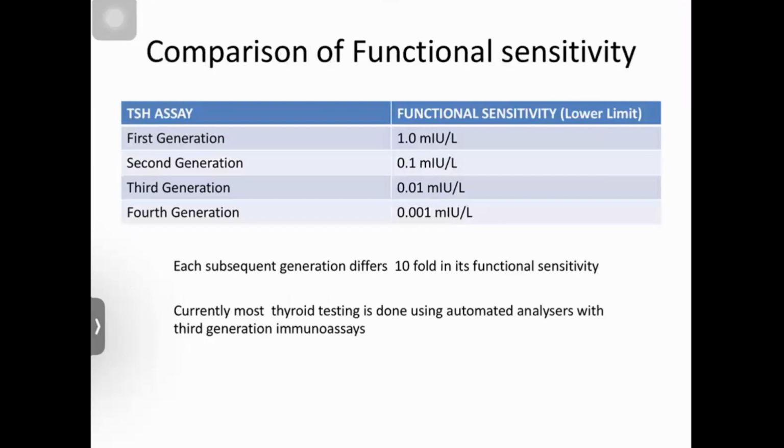So if you were to compare the functional sensitivity of first generation, second generation, and third, fourth generation, there's also fourth generation. So each generation actually differs tenfold in its functional sensitivity. So the lower limit of the first generation was only up to 1, the next second was up to 0.1, and the third was up to 0.01.